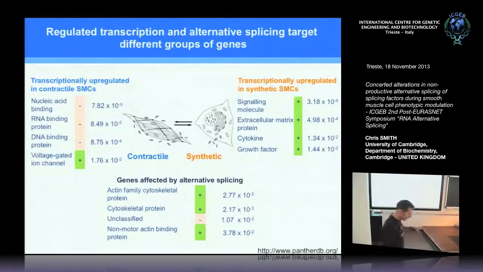So we then looked at the functions, the ways in which transcription changes and splicing were remodeling the transcriptome. And we found something which Ben Blanco and others have described a number of times, which is that changes at the level of transcription and changes at the level of alternative splicing remodel different parts of the transcriptome.